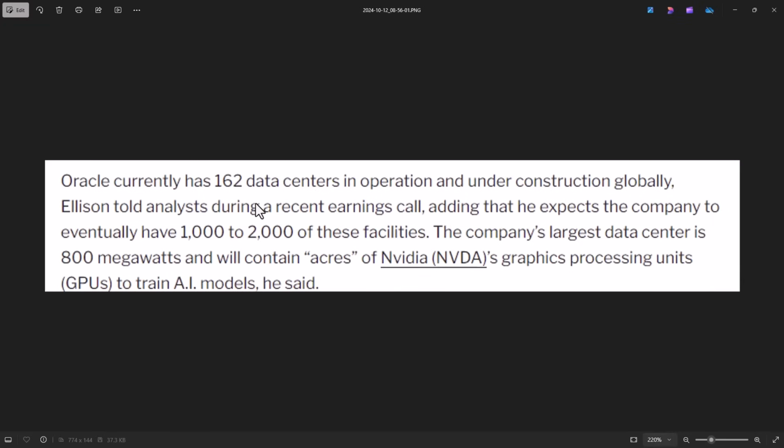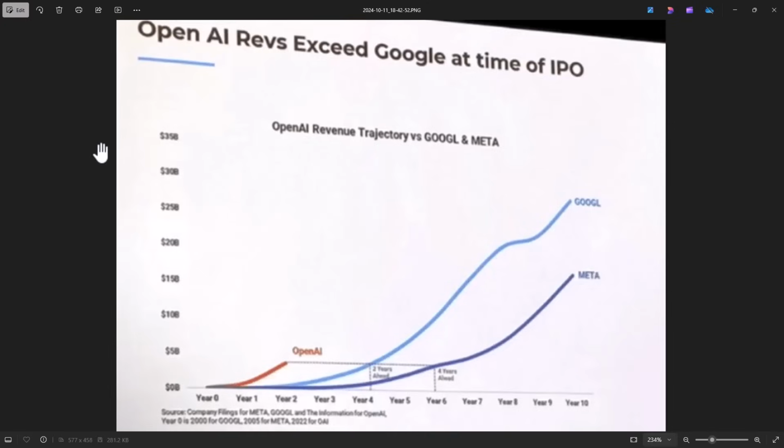Now, why is this all going on? This was the best graph I could find to illustrate it. It's the reason anything goes on: money, for no other reason. And I hate to be that callous about it, but that's what's happening here. OpenAI revenues exceed Google at the time of the IPO. So if you take a look at these thresholds of Google or Meta, and you look at where OpenAI is, people are saying, I can't believe they got a $150 billion valuation.